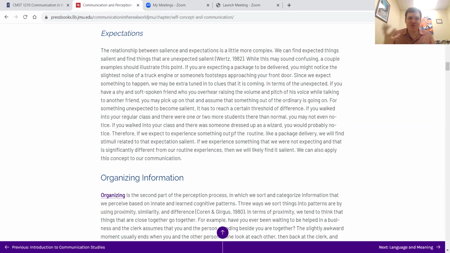So that may draw us in and make us pay more attention when something's a little bit different. So it talks about if you're in a classroom and there was someone dressed up as a wizard, you'd probably notice because that's different, right? That didn't meet your expectations of what people would be wearing in that classroom environment.